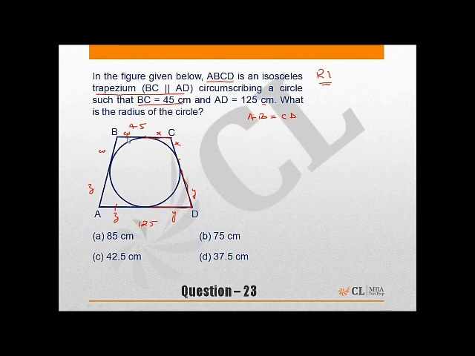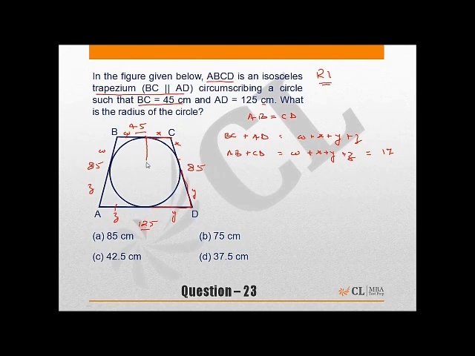Or in other words, we can say BC plus AD is nothing but W plus X plus Y plus Z. And similarly, AB plus CD, the other two sides, will also be equal to W plus X plus Y plus Z. Or in other words, AB plus CD has to be equal to the sum of the other two sides, which means this is 45 plus 125, which makes it 170. That means each of these sides is nothing but 85.